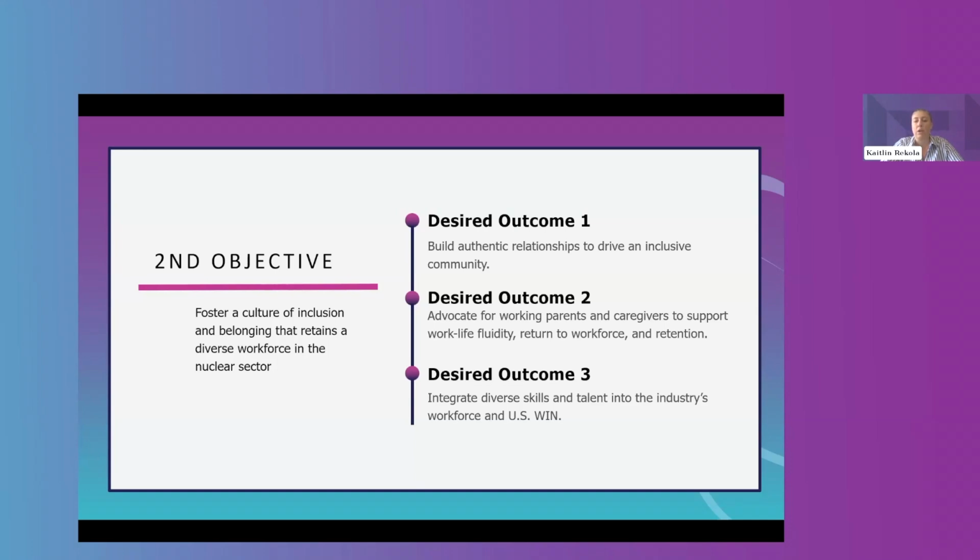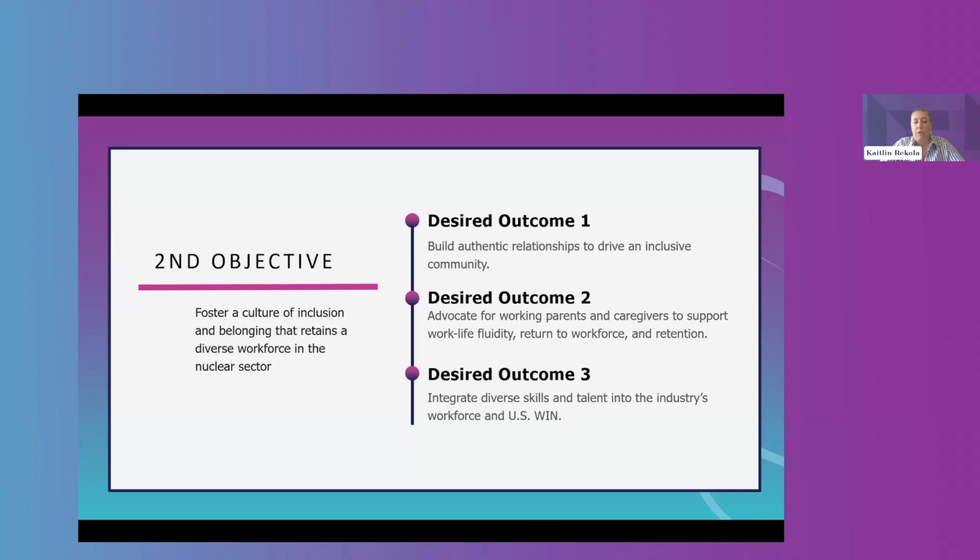The three listed here are some top line outcomes that, if our programs are successful, would become true statements. So, build authentic relationships to drive an inclusive environment, an inclusive community. And that community can be WIN at large, but also supporting our chapters at their local level and in regions as well. So creating those communities in whatever form they take.